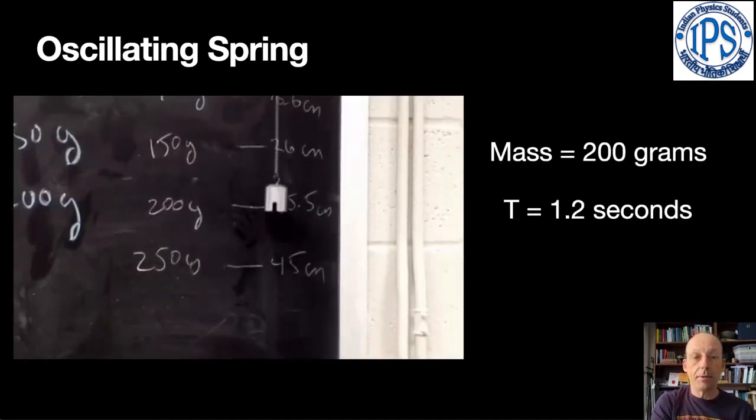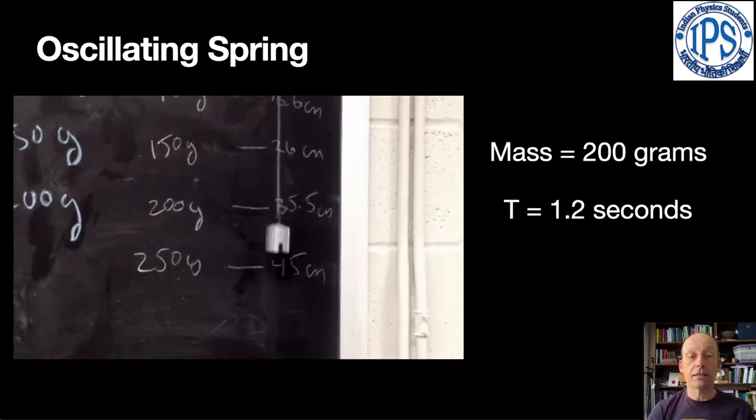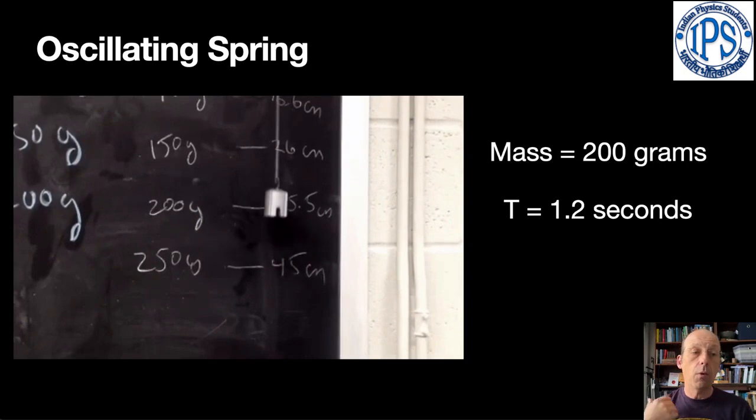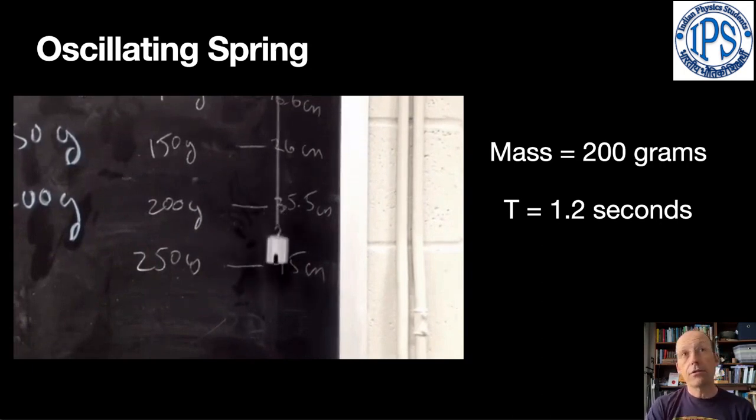and it oscillates up and down? So this is a 200 gram mass, and you could just use your stopwatch and time how long it takes for this to oscillate up and down. And I got 1.2 seconds for one oscillation. And so this is something that we want to model. This is simple harmonic motion, and we want to model this. Now there's a bunch of different ways we can do that.